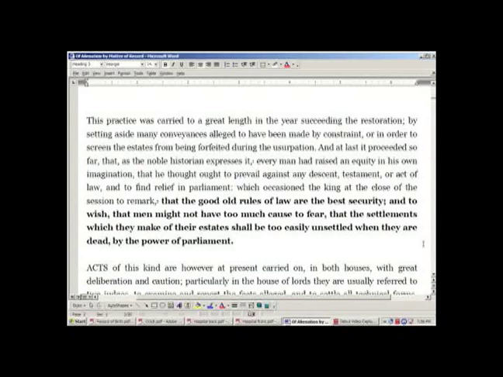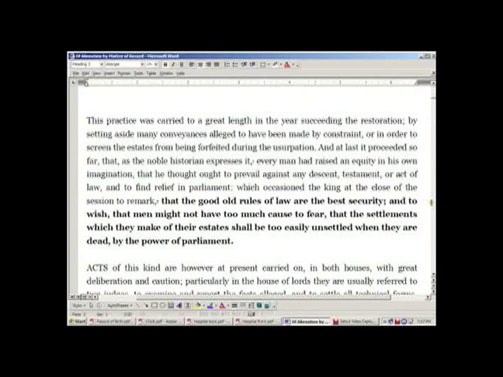However, the king said that the good old rules of law are the best security, and to wish that men might not have so much cause to fear that the settlements which they make of their estates shall be too easily unsettled when they are dead by the power of Parliament. In other words, common law will always prevail. It doesn't matter what they do. They can only do it in their head.